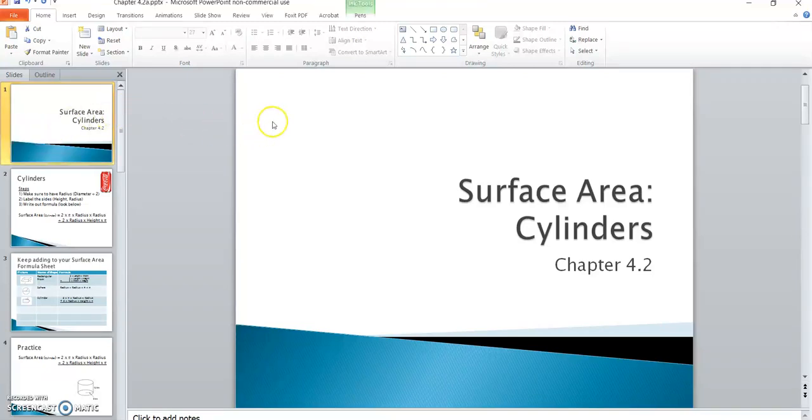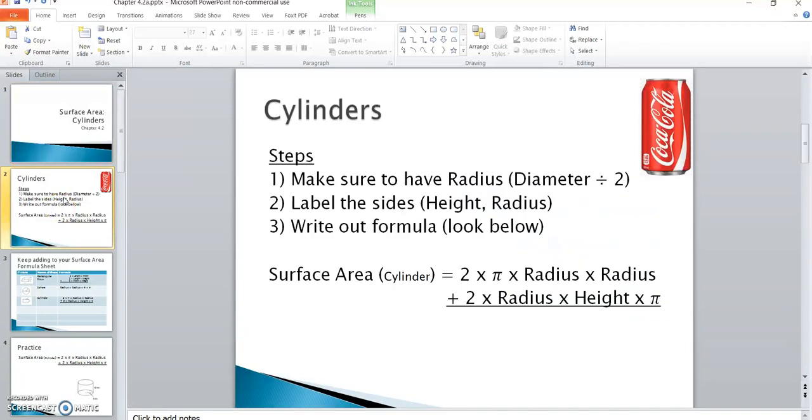Alright, so now we're going to continue our surface area chapter, and we're going to work on cylinders for this lesson. So a great example of a cylinder is like a pop can. That's what I think of when I think of a cylinder.